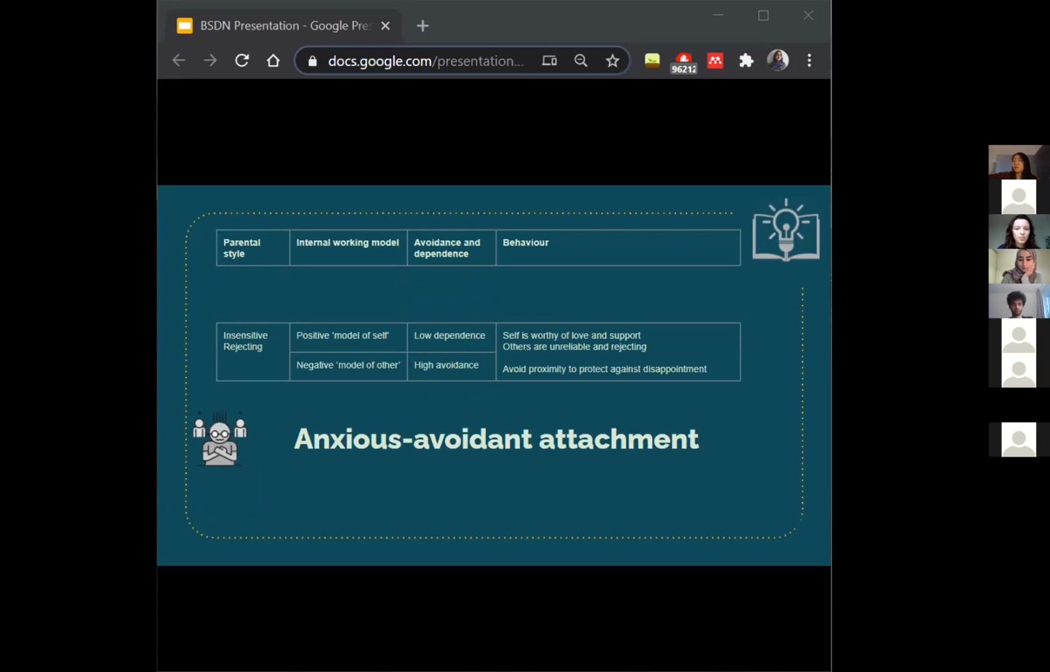Then the next attachment pattern is the anxious avoidant attachment. This is usually developed when the primary caregiver is insensitive or even rejecting towards the child. The parental style does lead to a positive model of self, because the child has to take care of a lot of things by itself, so it knows that it can depend on itself. And a negative model of other, because it cannot depend on the parent to take care of them. This results in a low dependence and high avoidance. The resulting behavior is to avoid proximity in a way to protect against disappointment. And the anxious avoidance is the second most prevalent attachment style.